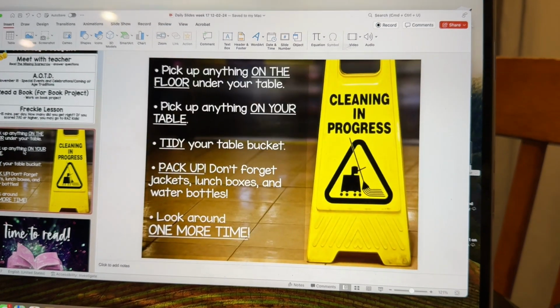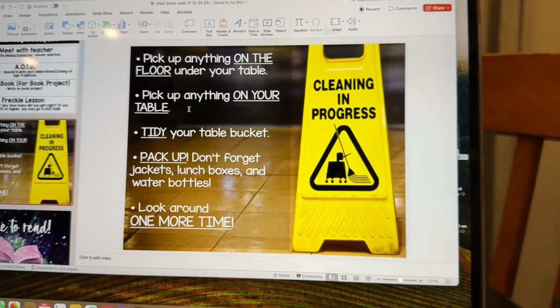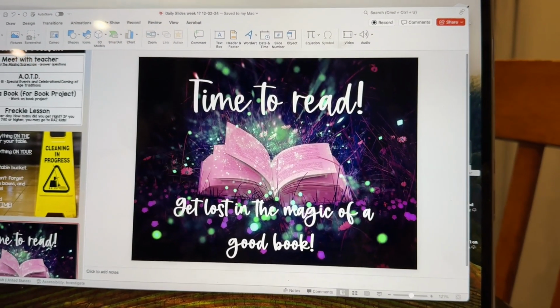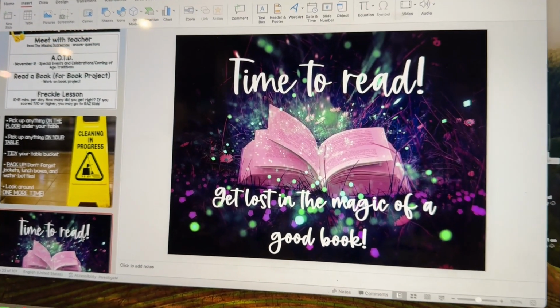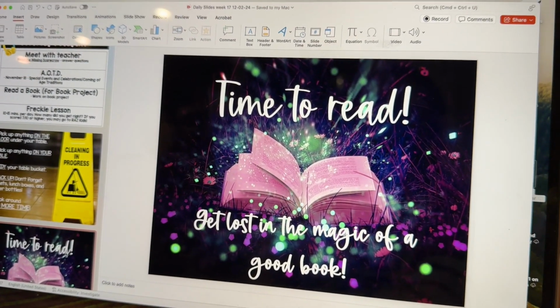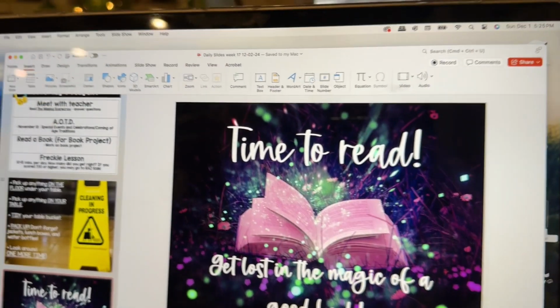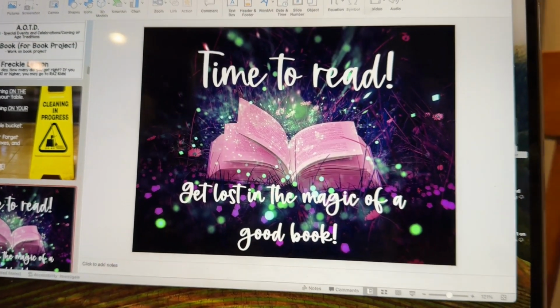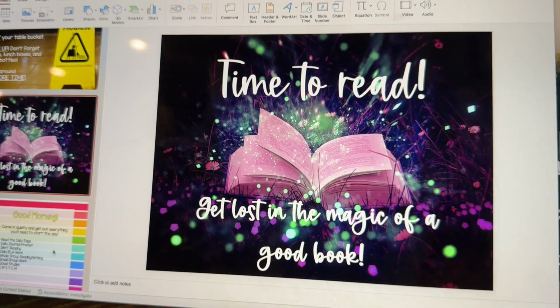Then when we're all done with our rotations, it's time to clean up. Here's my cleanup slide, and then my time to read, and then I read out loud for anywhere from 5 to 15 minutes. Just really depends on how much time that we have. It's very rarely 15, but there's been maybe a handful of times. I would love to say that it's 10 to 15 every day, but that's just not how reality goes.